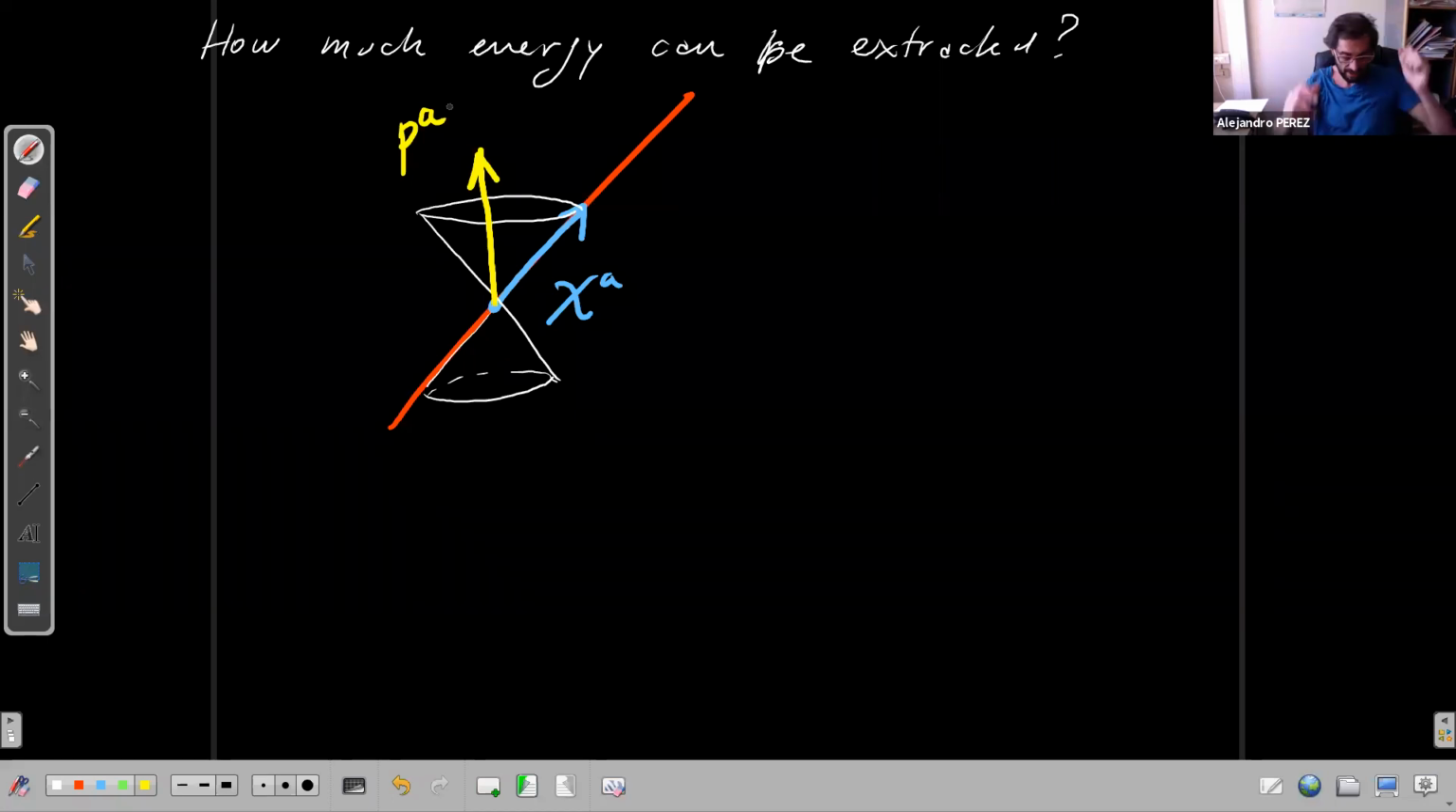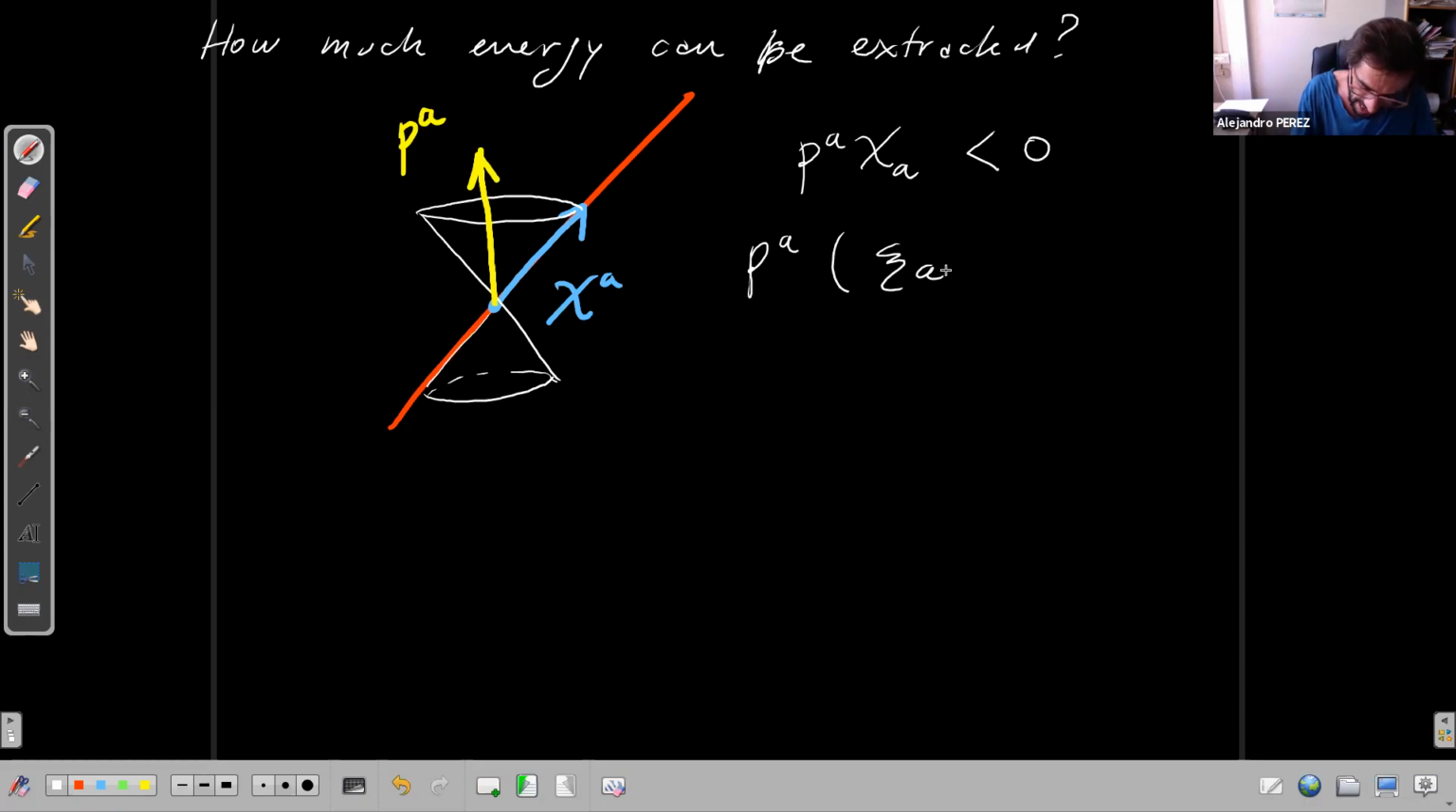So just causality tells us that the inner product between PA and chi A better be negative. The inner product between two future-directed causal vectors is always negative in our signature. So remember that. So what is that? I replace what chi is, which is psi A plus omega psi A, and this has to be less than 0.